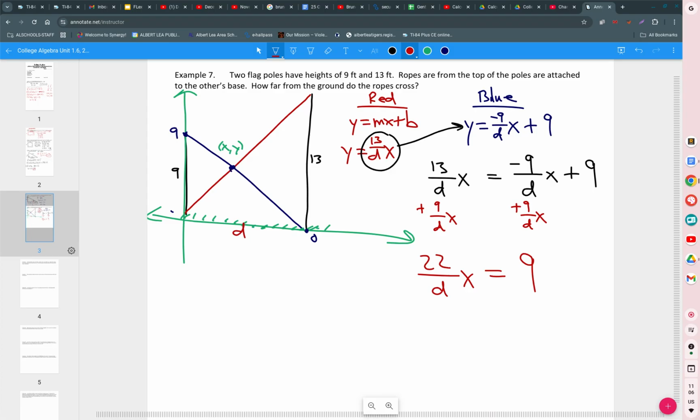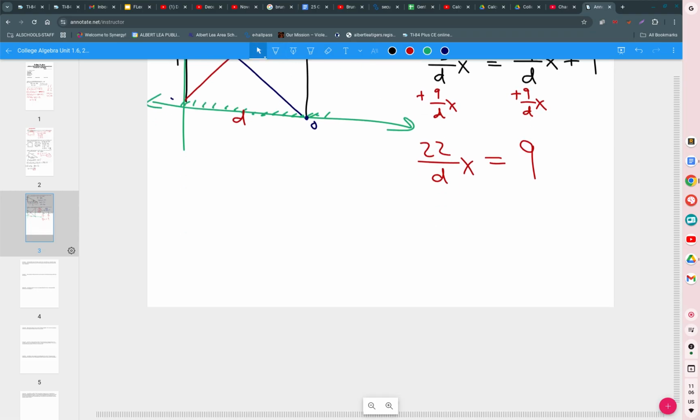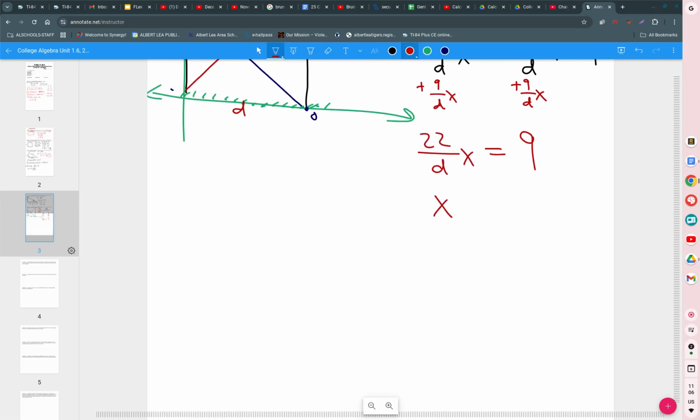I want to solve for x. How do I get rid of the 22 over d? You can multiply by d and then divide by 22. Just multiply by the reciprocal, right? Multiply by d over 22. And so if we do that, we get x is equal to 9d over 22.